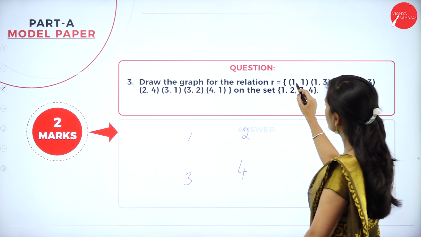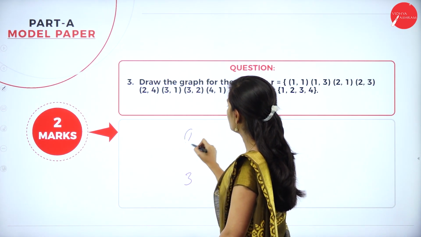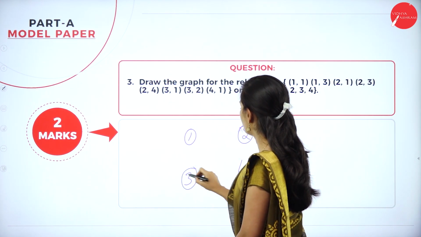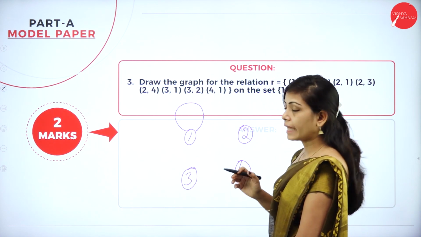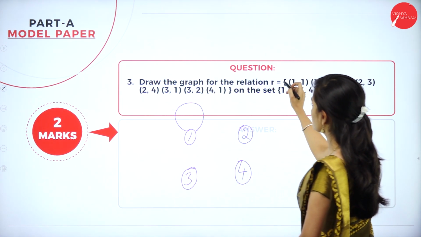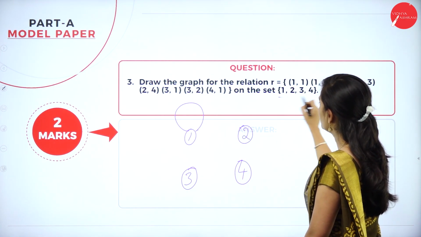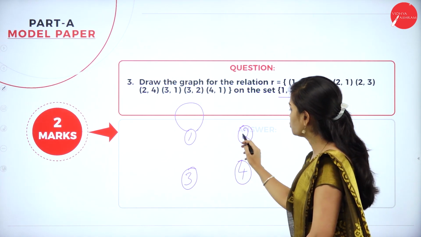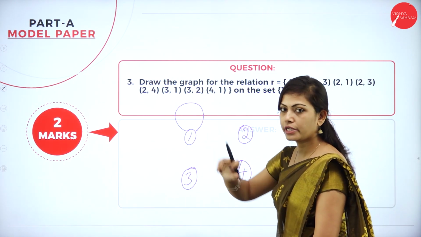So now 1 is connected to 1, what does that mean? It is a self loop. 1 to 1 is a self loop. Here we have to draw a graph for the given relation. So here we have one relation and set elements 1, 2, 3, 4. How many vertices are there? 1, 2, 3 and 4. For this we have to draw the graph for the given relation.